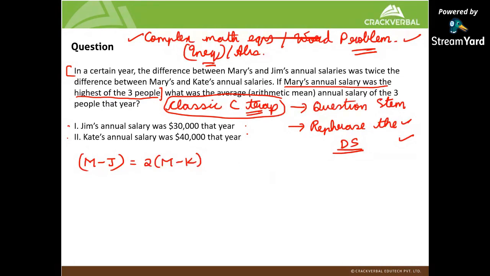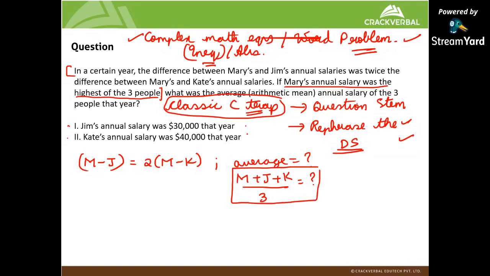See, when you're working with the question stem, it always makes sense to actually write down what the question is asking you to find. Not in terms of average is equal to what. Many of you would just write this. No, to find the average, what mathematical operation are you doing? So what the question is asking me to find is the value of (M plus J plus K) divided by 3.